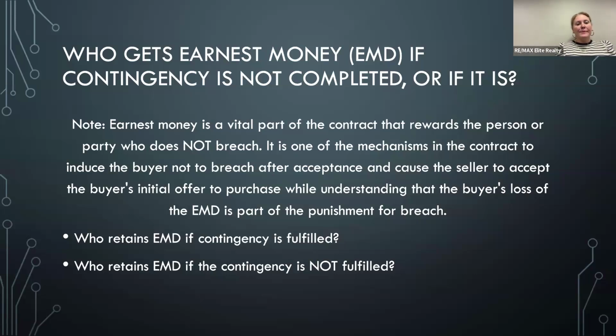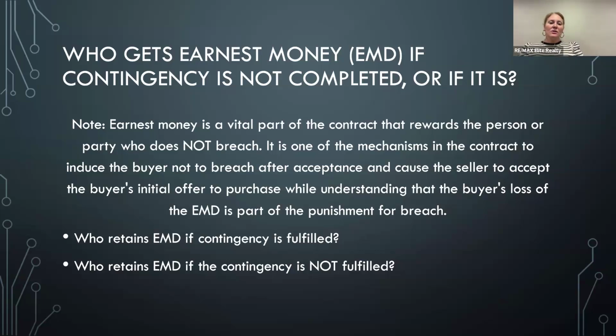But the question that we have to ask in the contract is who retains the earnest money if the contingency is fulfilled. I would say 9 times out of 10, it will always go to the buyer. Because if the buyer fulfills the contingency and they close, then obviously they get credit. If they fulfill the contingency and they ask for a release within their rights built into the contingency, then they get it back as a refund. So normally it is the buyer.